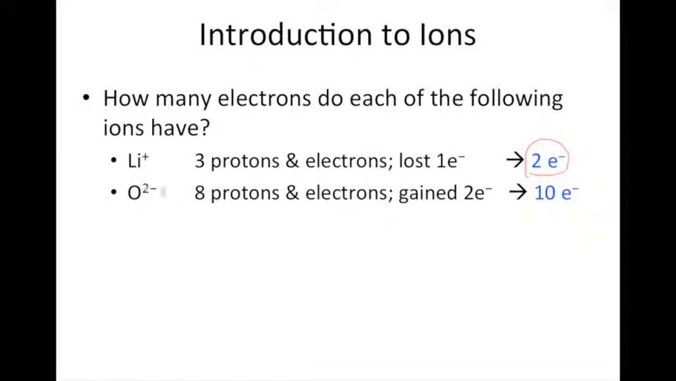Oxygen 2-, oxygen has 8 protons, 8 electrons. The -2 charge indicates that it has gained 2 electrons. So the oxygen anion has 10 electrons.